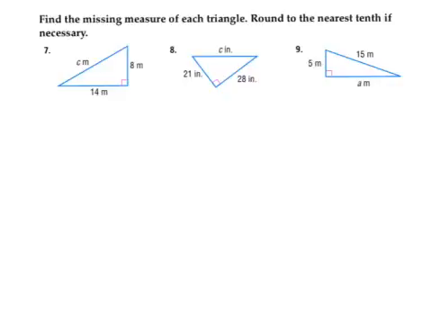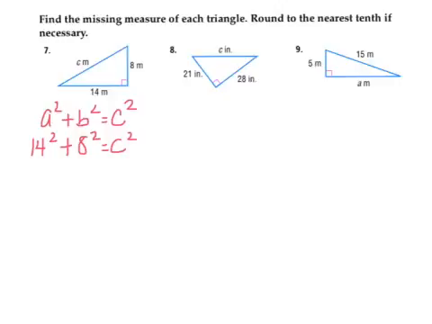All right, let's try these 3 quick examples. It says to find the missing measure of each triangle, round to the nearest tenth if necessary. All right, so let's look at this first one. I'm going to start with my equation, a squared plus b squared equals c squared. And we're going to fill in what we know. We have a missing hypotenuse. We know our legs. So 14 squared plus 8 squared equals c squared.